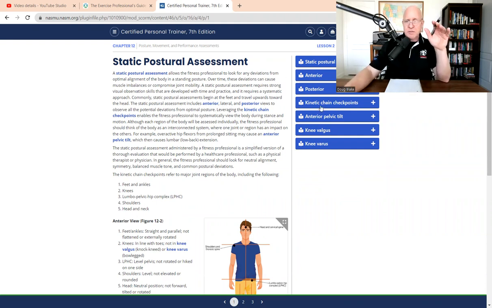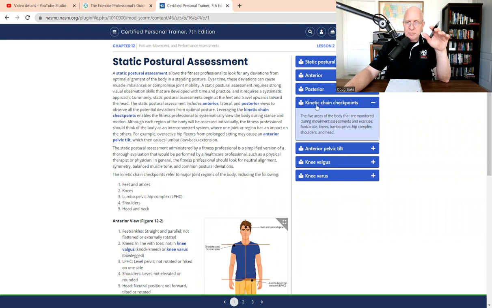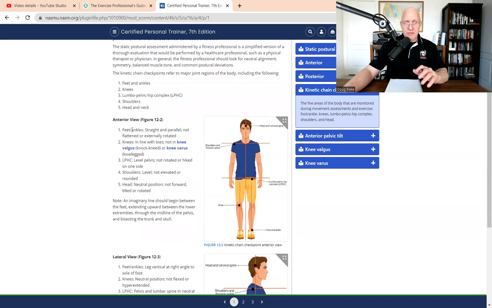First and foremost, I'm going to give you a general guideline here: make sure you know and memorize what they are, what you're going to see with them, and the issues related to postural distortions within the kinetic chain checkpoint system. So the 5 areas of the body that are monitored during movement assessments. And what are they? The foot and the ankle, right? Feet, ankles, the knees, the LPHC, the lumbo-pelvic-hip complex. Shoulders, right? The entirety of the shoulder area. That includes the shoulder joint and the shoulder girdle, and the head.